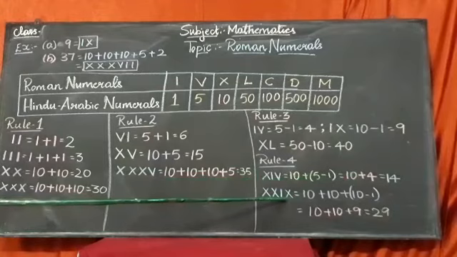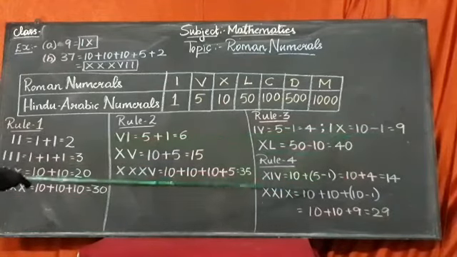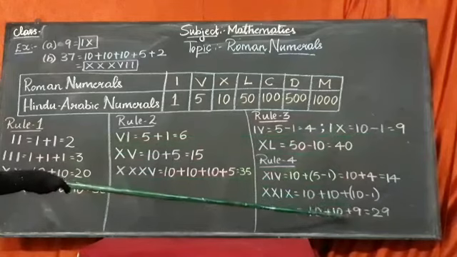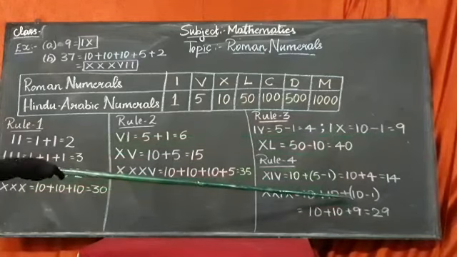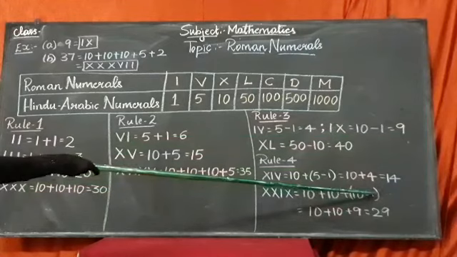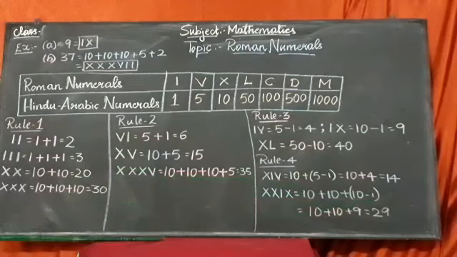The next example, X, X, I, X. What is IX? We already know what IX is. It is 9. So here 10 plus 10, and IX means 10 minus 1. We get 9. It gives us 29. See the example I have done here. 9 is represented like this. IX means 10 minus 1.